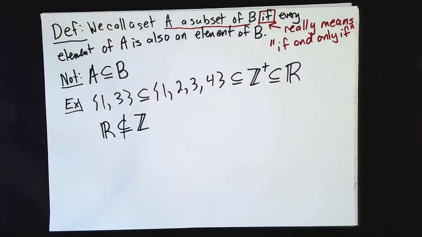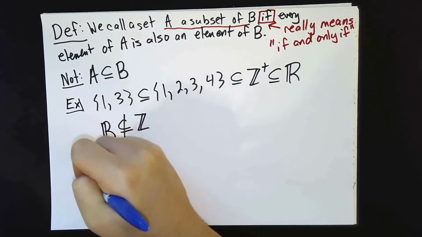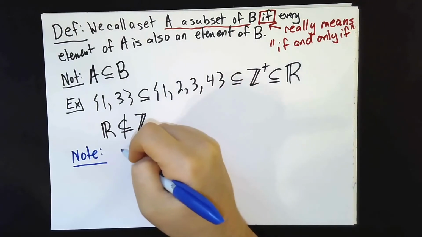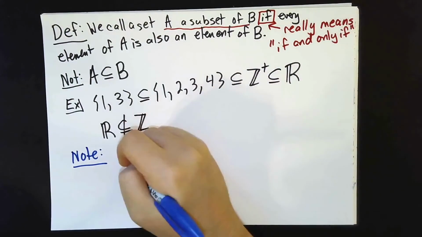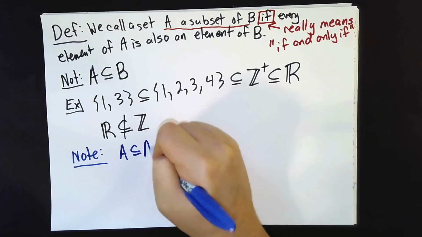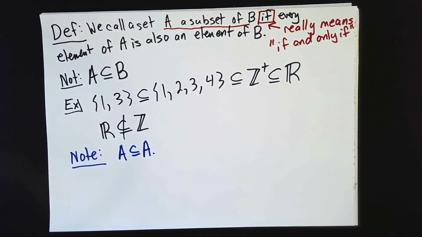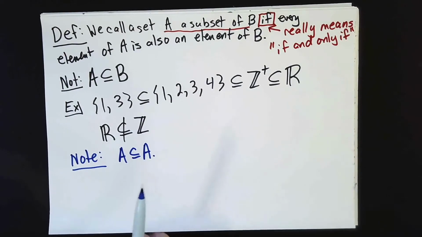Okay, I want to make a note here that follows from this definition, but that you might miss, which is that every set is a subset of itself. So A is always a subset of A. Every element of A also happens to be an element of A. That's all this is saying.